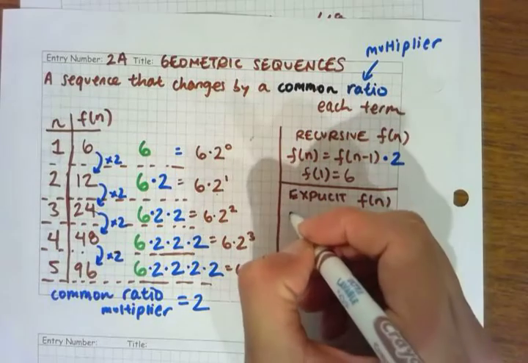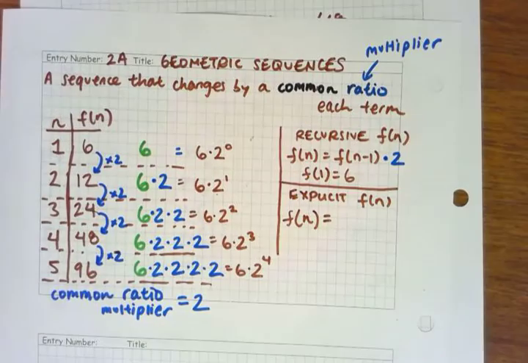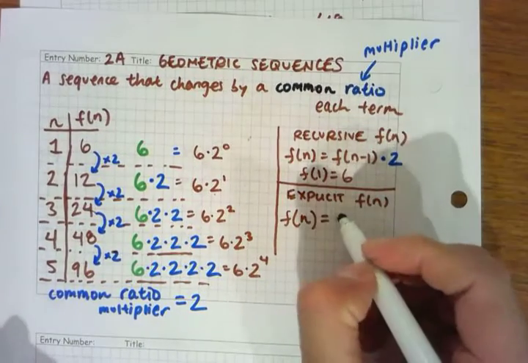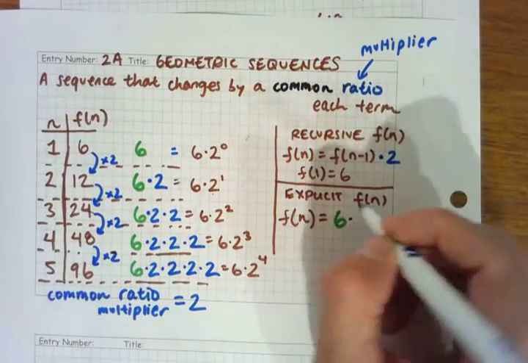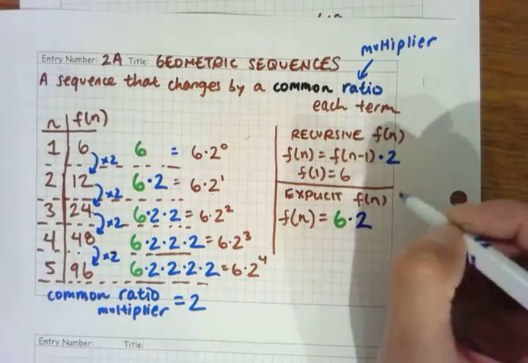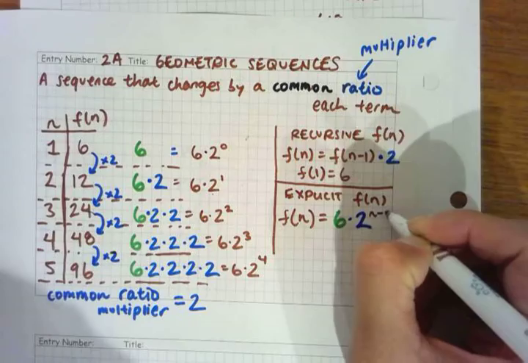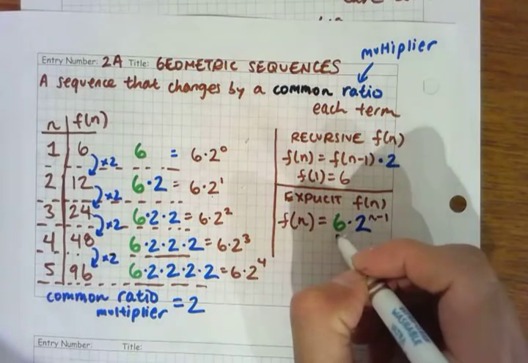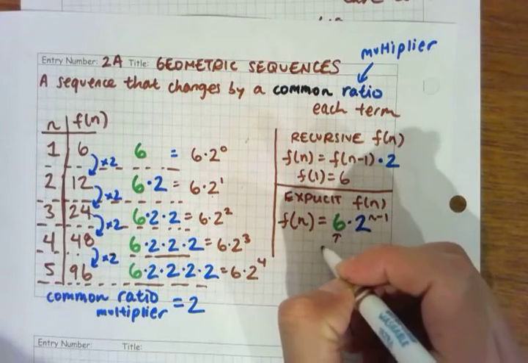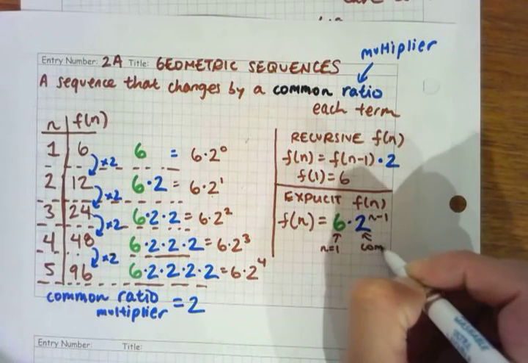So that's why for our explicit function, we can write f of n is equal to 6, which was our very first term, times our common ratio, or our common multiplier, of 2 to the n minus 1 power. I'm going to annotate this. So this is when n is equal to 1. That's your first term. This is your common ratio.